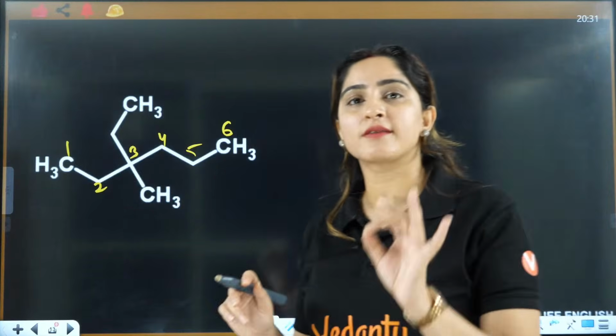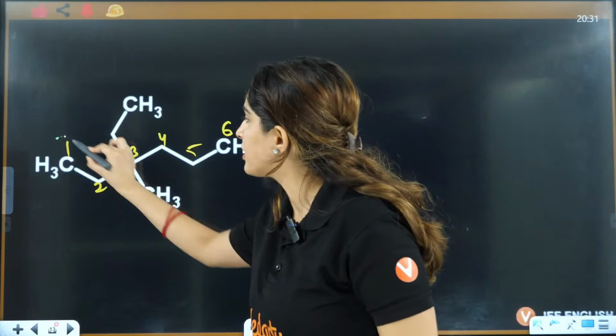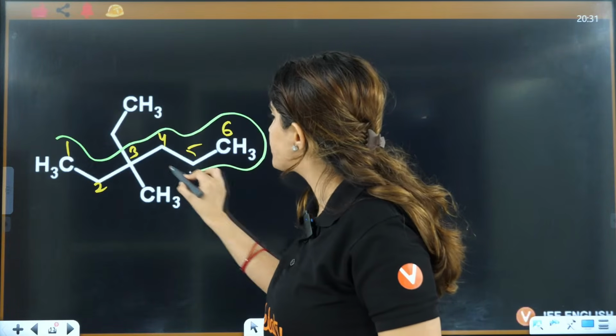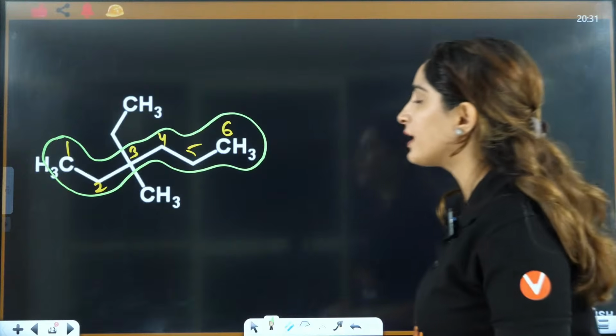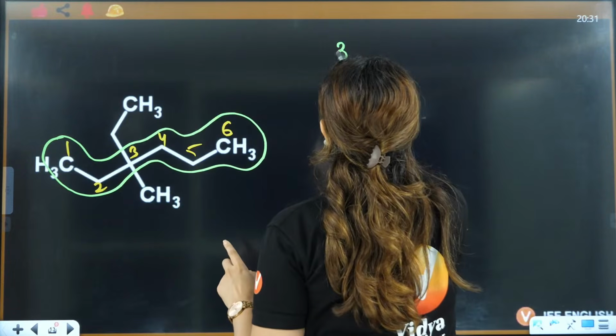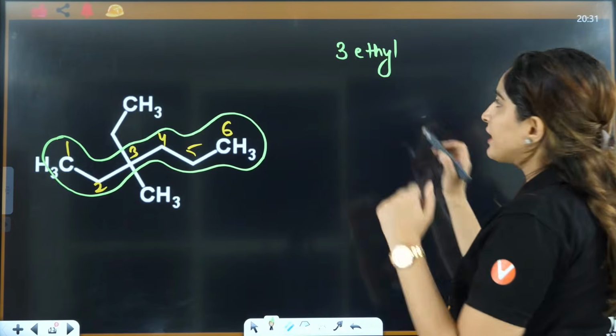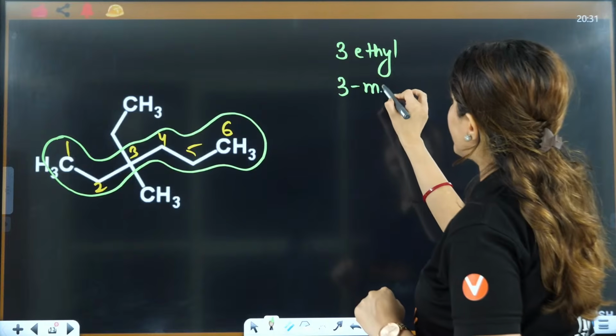Firstly, you will always write the substituents that are not included in the parent chain. So this is your parent chain, and the ones that are not included in the parent chain, you will write. Now 2 substituents you have. One is on the third position, you have ethyl, and then on the third position you have methyl.